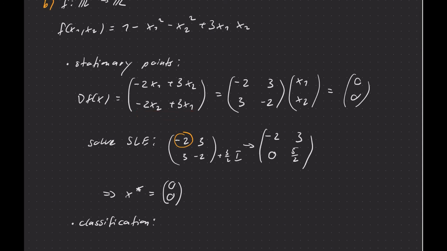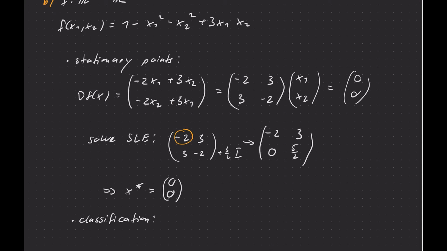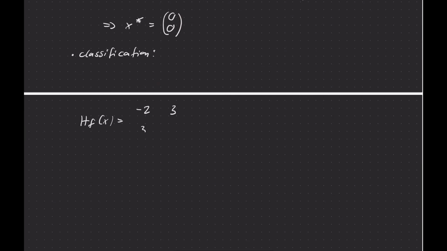Remember the gradient looked like this here. And if we differentiate that with respect to x1 and x2 in turn, if we differentiate the first line with respect to x1, we get a -2. With respect to x2, we get a 3. And similarly, if we differentiate the second line with respect to x1, we get a 3. And differentiation with respect to x2 yields a -2. So that's just the very same matrix here.